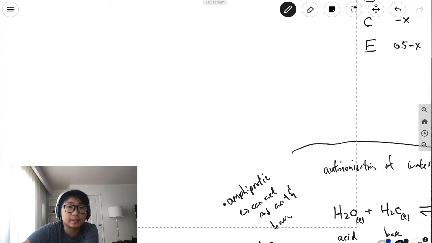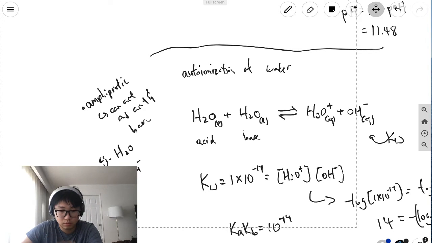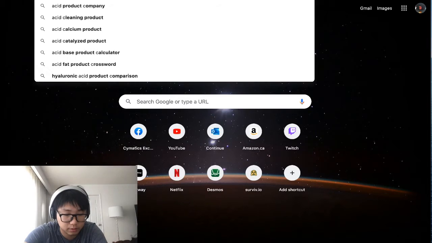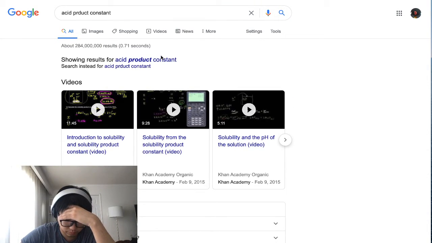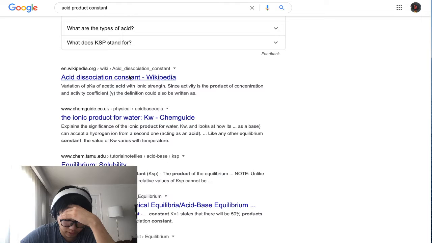As Ka... No. I think they meant it's the same thing. I've never really heard of acid product constant. I can look that up real quick. Acid product constant. Oh, bless you. Yeah, I think that's just the acid dissociation constant.